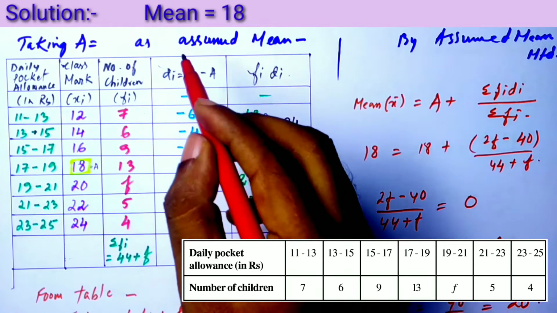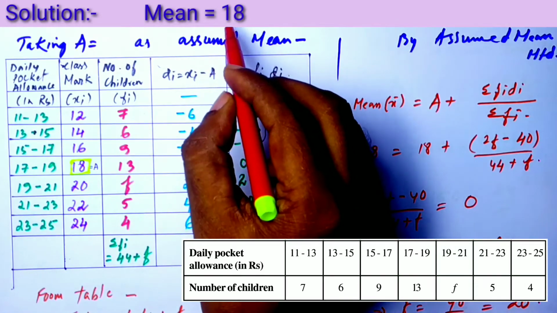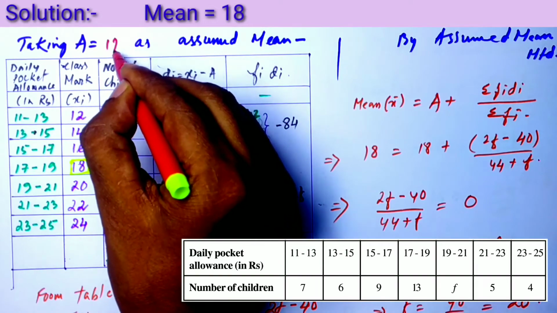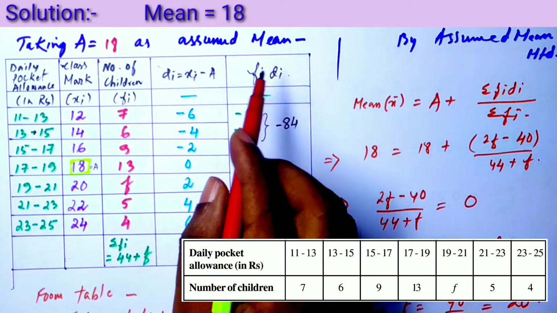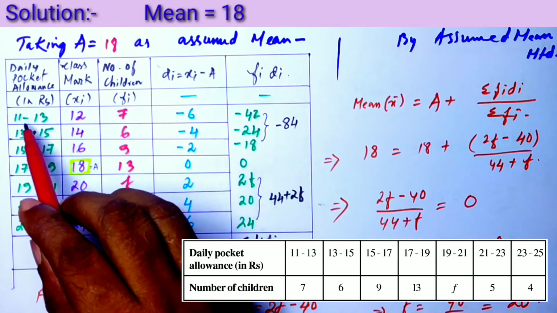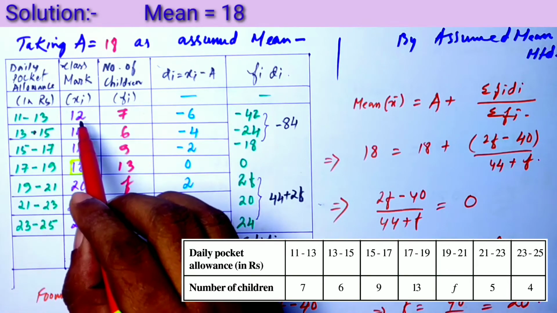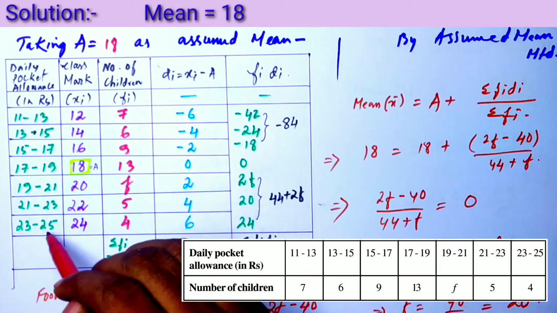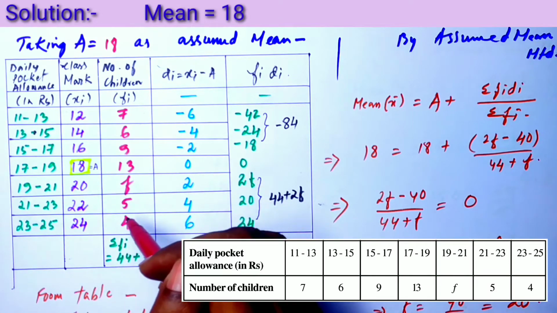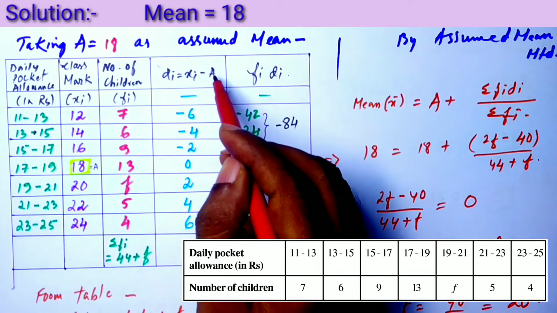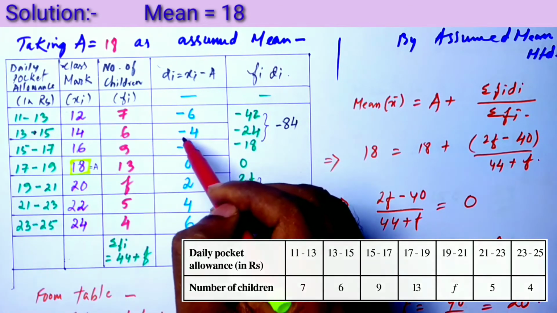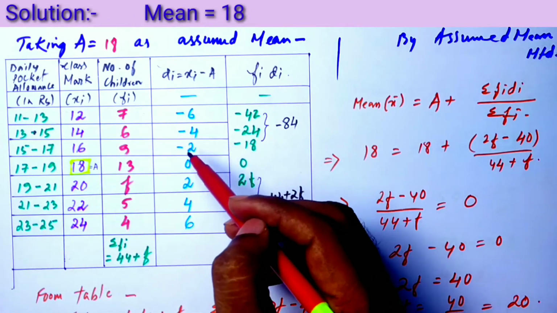Given mean is 18 and from this table we take A value as 18. So as assumed mean, we calculate the class mark as 11 plus 13, 24 divided by 2 is 12. Likewise you calculate the others as well, and we have frequency Fi value and we calculate Di as Xi minus A. So 12 minus 18 is minus 6, 14 minus 18 is minus 4, 16 minus 18 is minus 2.